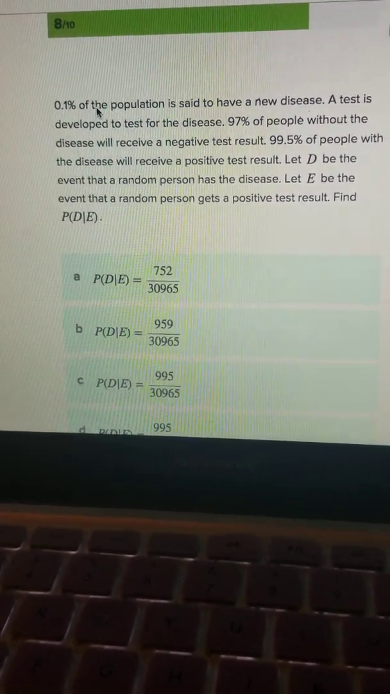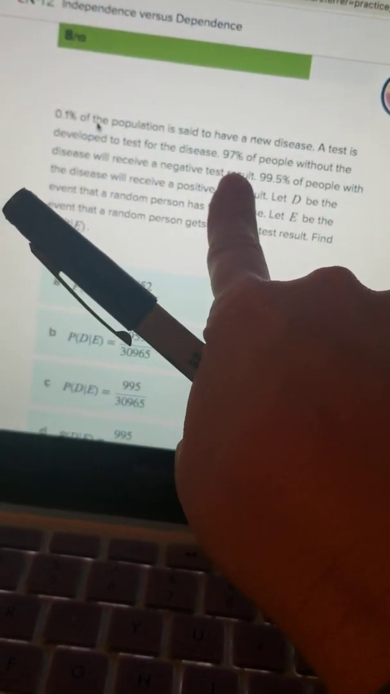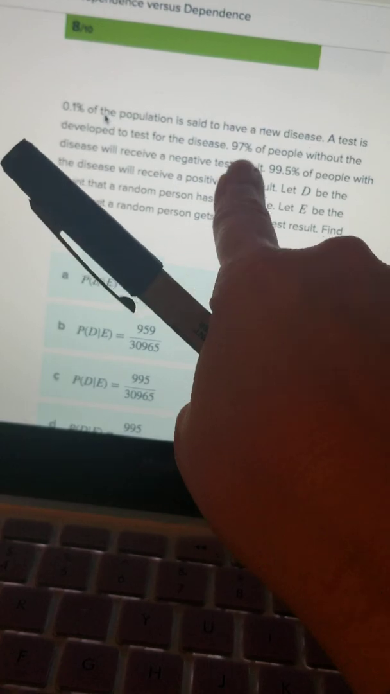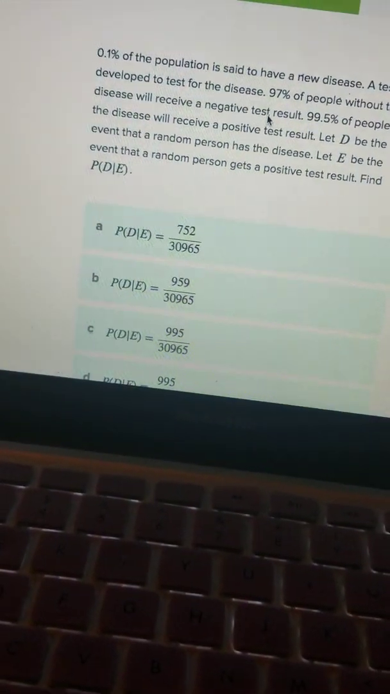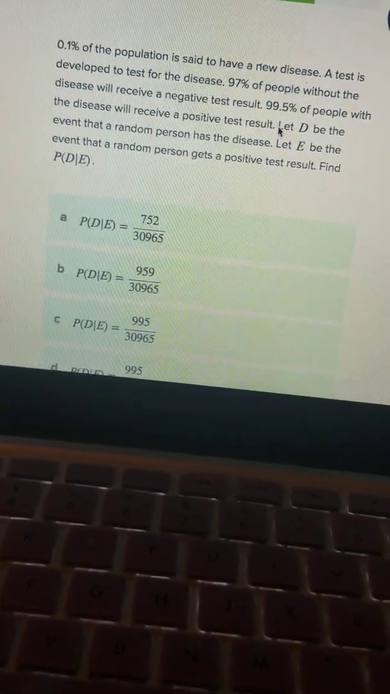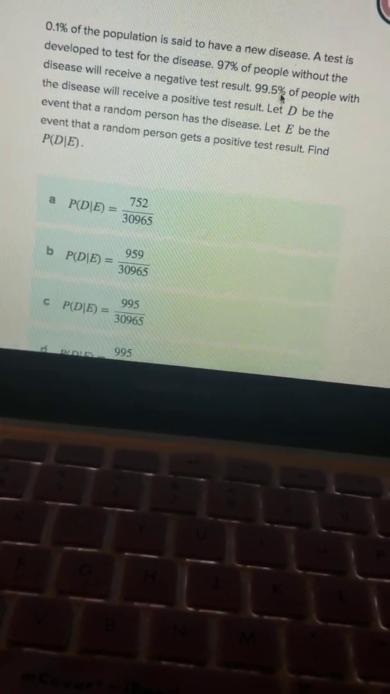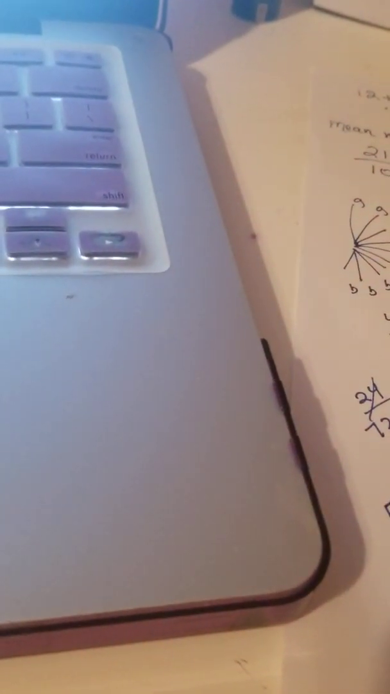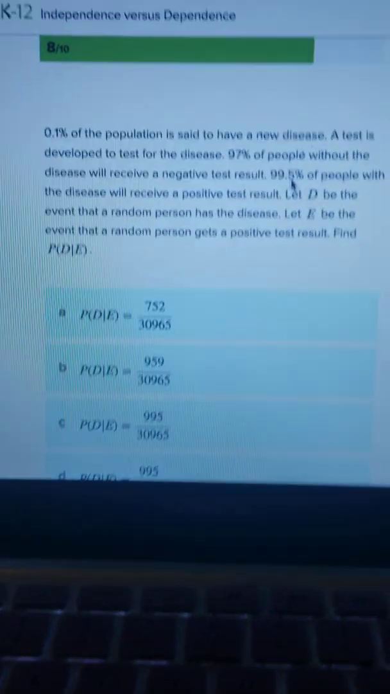Okay, so 3%. If 97% without it test negative, that's great, but 3% are testing false positive. Let's see. 99.5% of people that have it will test positive. So 0.5% will test negative, but they have it. God, that's terrible. All right.